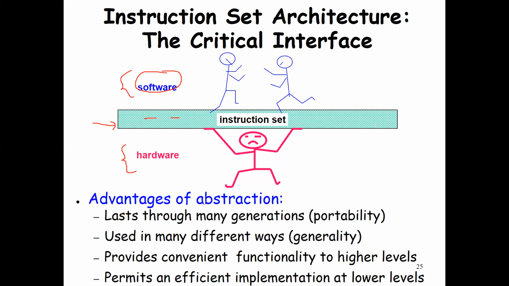So why should we have this abstraction? What is the advantage of having this abstraction? With these abstractions, the technology or the architecture will last through many generations, which is called portability. Any change can be done without affecting the other. You can change hardware without making much change in the instruction set or the software. Similarly, you can change the instruction set without updating the hardware or the software, right? And it can be used in many different ways. So we get generality by abstracting.